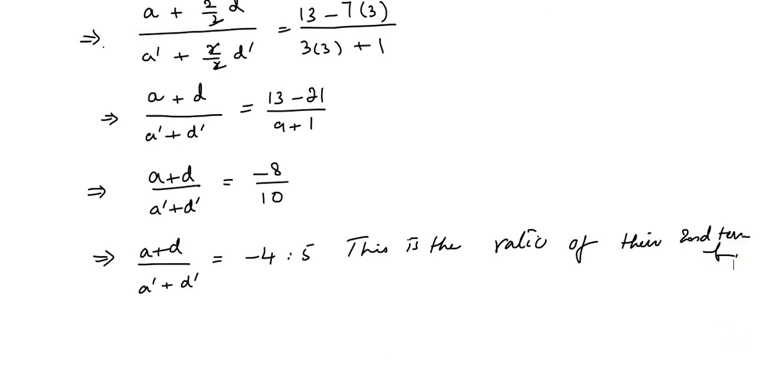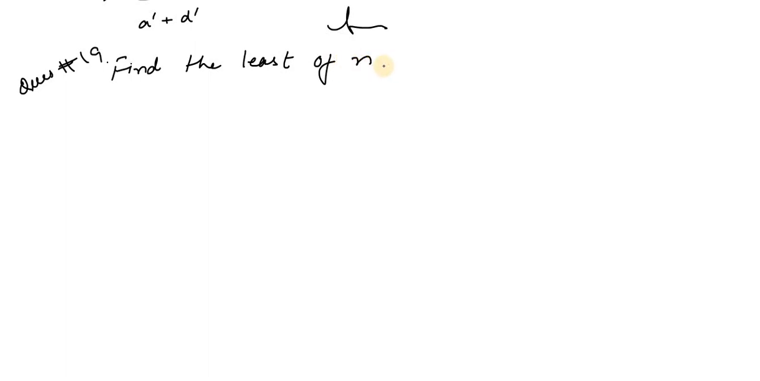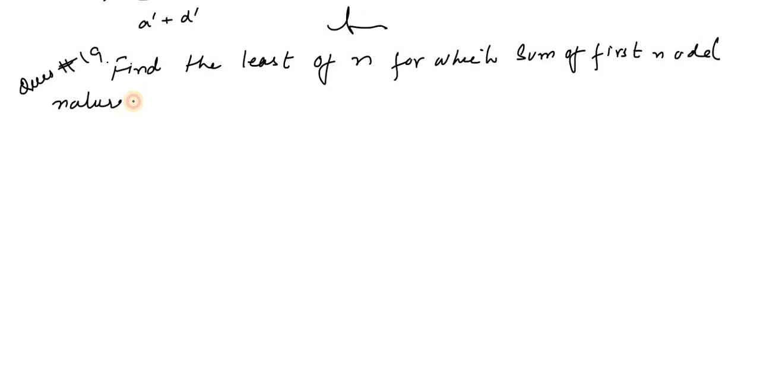Okay, in question number 19, the question is: find the least value of n for which the sum of the first n odd natural numbers exceeds 5000.